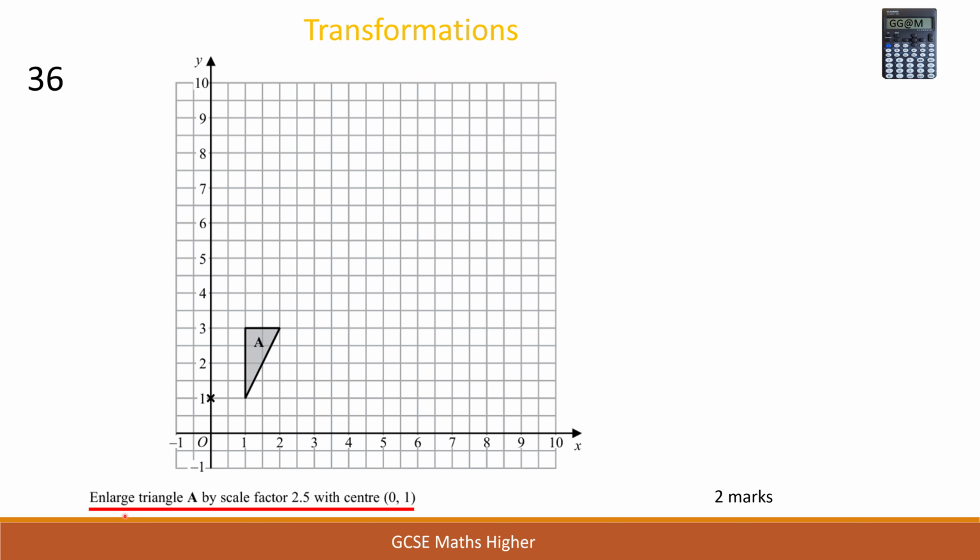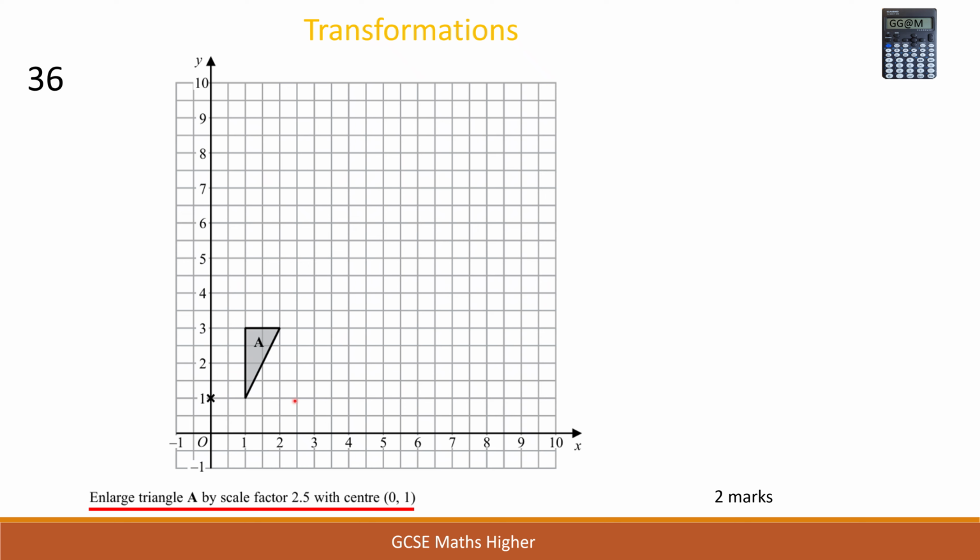So the keywords of the question are to enlarge A by a scale factor of 2.5 with centre (0, 1), and that has been drawn on the diagram for you to help you out. Remember, scale factor of 2.5, you're looking at the distances. So to get from this point here, (0, 1), to the bottom point, it's got a distance of 1 square. So if we times our 1 square by 2.5, 1 times 2.5 is 2.5. So instead of being 1 square across, it's going to be 2.5 squares across. So it's going to come to the point here.